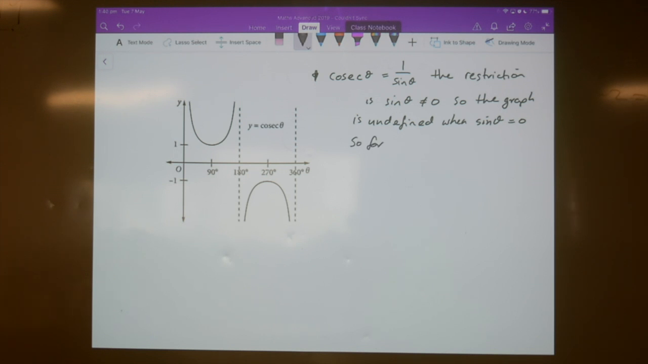So for the domain of 0, etc., etc. Alright, for this domain, cosec is undefined where? Where is it undefined? Where are our asymptotes? 180 and 360.